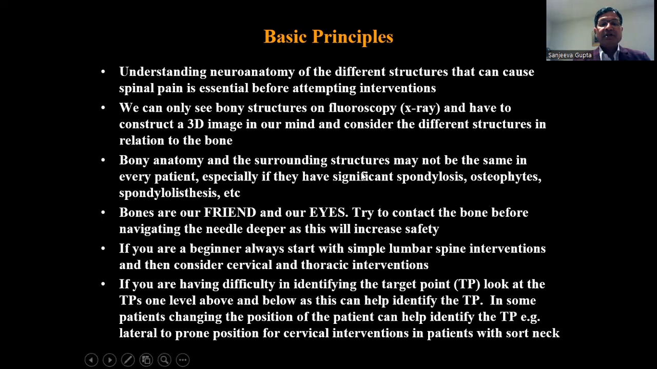Bony anatomy and the surrounding structures may not be the same in every patient, especially when patients have lumbar spondylosis or excessive osteophytes or spondylolisthesis and other changes in the spine. The structures may not be exactly where they're supposed to be. For example, if there is significant osteophytosis or spondylolysis, the position of the nerve root may not be exactly where it is normally. It can move. Likewise, if there is excessive spondylolisthesis, it may be difficult to block the given structure. So there is a lot of planning that is needed before you start these procedures.